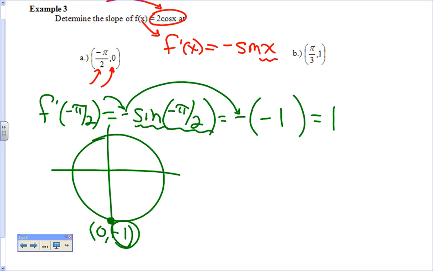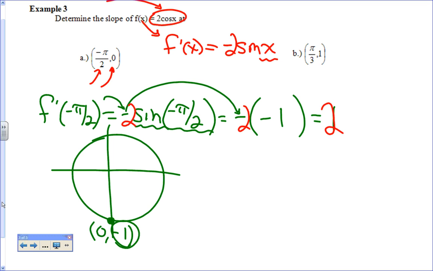positive 1, right? Oh, finally somebody realized my derivative was incorrect. Okay, if it's 2 cosine of x, the derivative is negative 2 sine of x. And so there should have been a negative 2 out front, and so my answer is actually not 1, but my answer is 2.